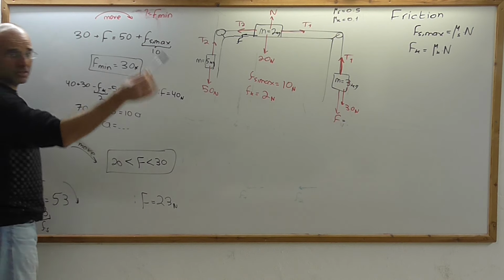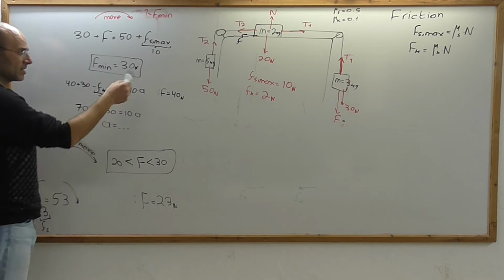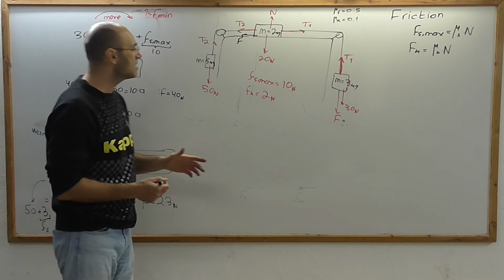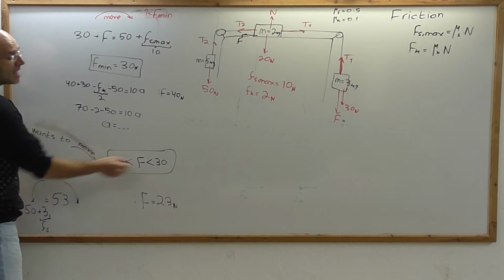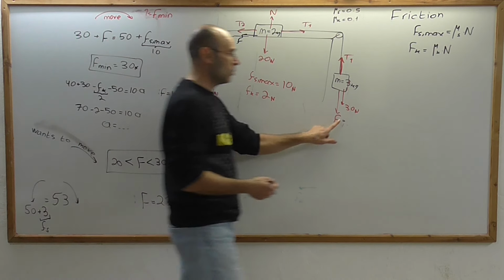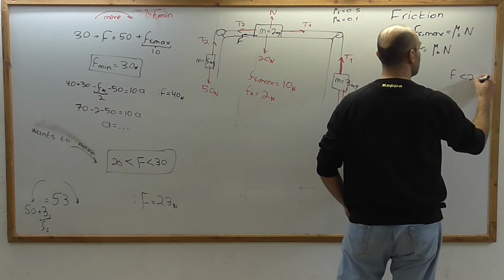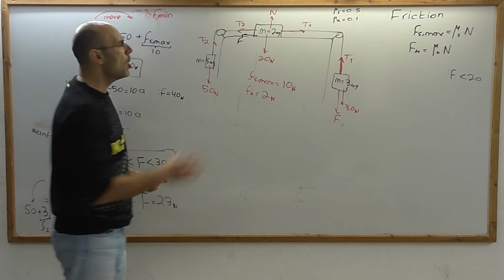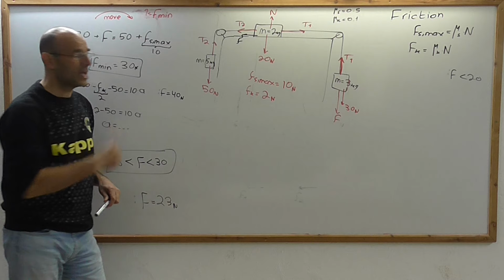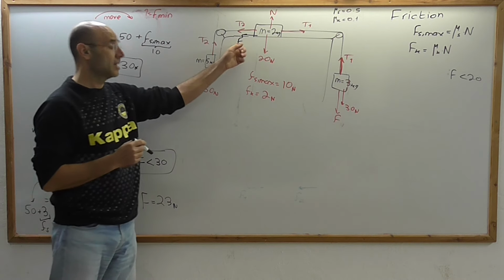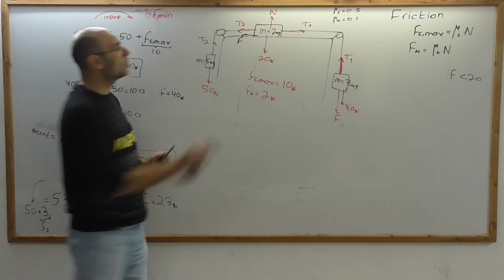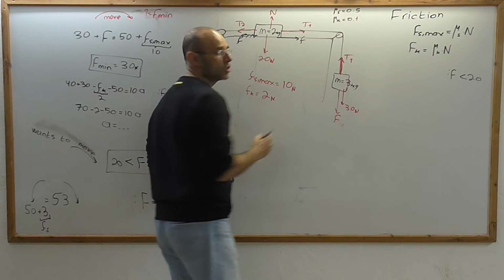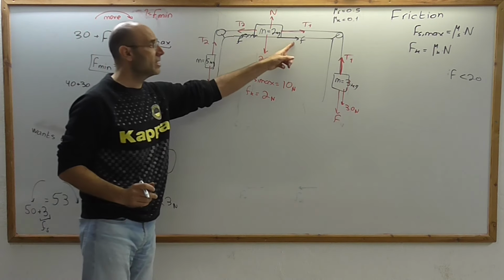If I apply more than 30, the system will move with acceleration because the friction force can't adjust itself to me anymore. Now, what happens if I take less than 20? I want to know now what happens if F is smaller than 20. So if F is smaller than 20, two things can happen. Obviously, the tendency to go is that way, but still it doesn't have to go because there is a friction. So what will happen to the friction now? If F is less than 20, the friction will change direction and it will be that way.